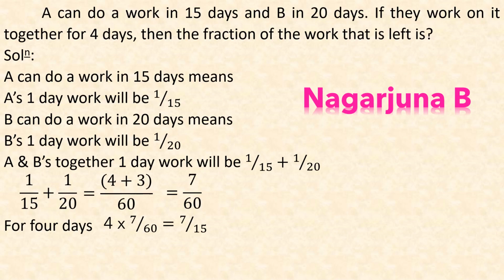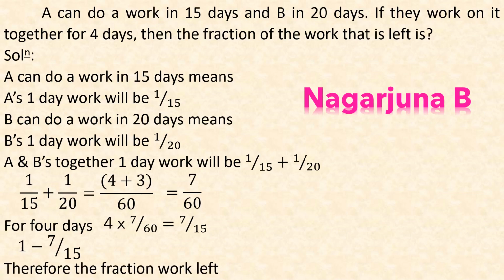The question is the fraction of work which has been left. So the fraction of work which has been left is 1 minus 7 by 15. So 15 ones are 15, minus 7, whole divided by 15. 15 minus 7 will be 8. So it will be 8 divided by 15 is the work which has been left. Therefore the fraction of work which has been left is 8 by 15.